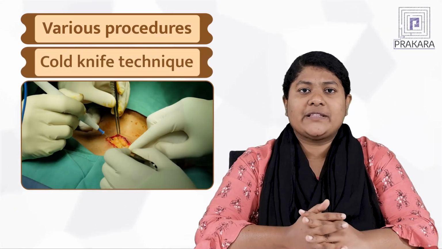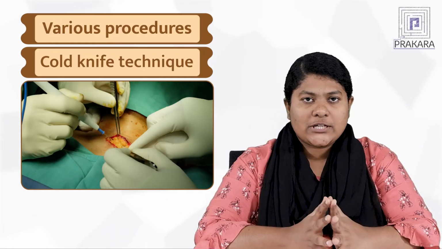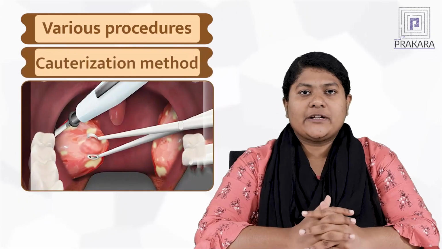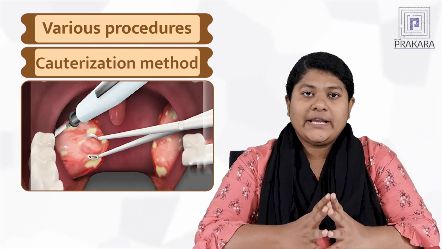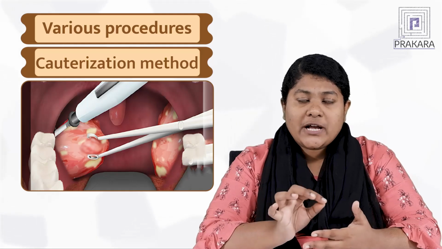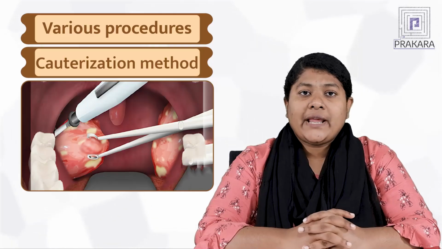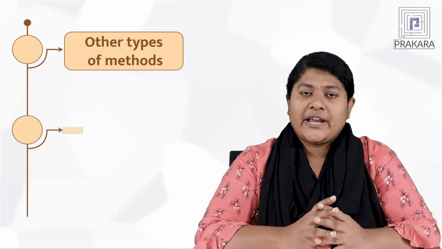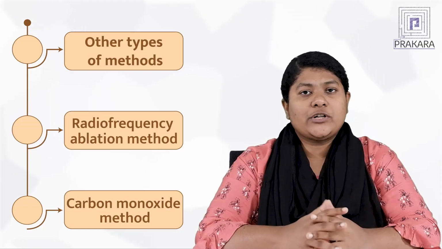The first one is the cold knife technique, using the dissection method with a scalpel and cauterization. They use this method in removing the tonsil. The second one is the cauterization method. Cauterization means burning the tissues. When we remove the tonsil, sometimes there might be severe bleeding. So we go with this cauterization method, where the ruptured blood vessels are burnt so that the bleeding does not continue. So we can maintain the hemodynamic status of the client. Other methods used are radiofrequency ablation methods and carbon monoxide methods. All these methods are used to remove the tonsils.